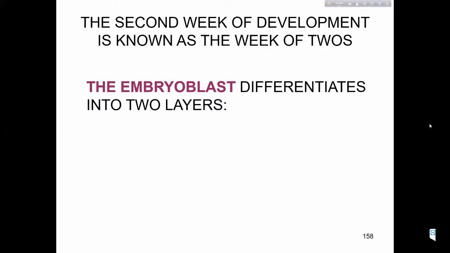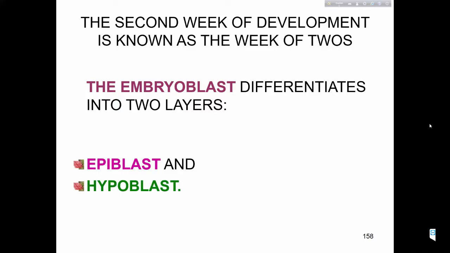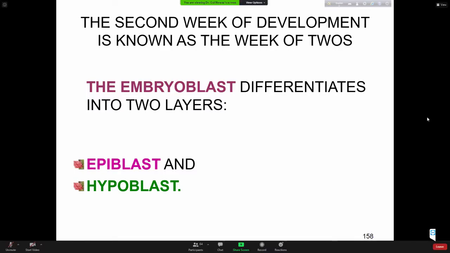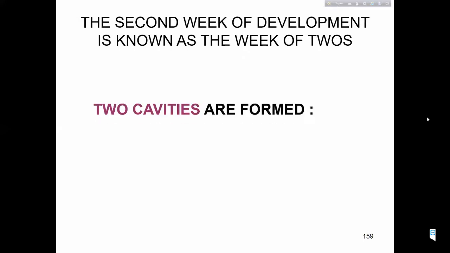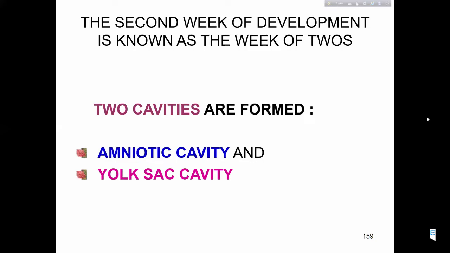The embryoblast also differentiates into two layers. What are those? Dorsally, the big, tall cells, the epiblast, and ventrally, the hypoblast. Epi means above, hypo means below. So epiblast and hypoblast. Two cavities are formed, the amniotic cavity dorsally and the yolk sac cavity ventrally. Remember, two cavities are formed, the amniotic cavity and the yolk sac cavity.